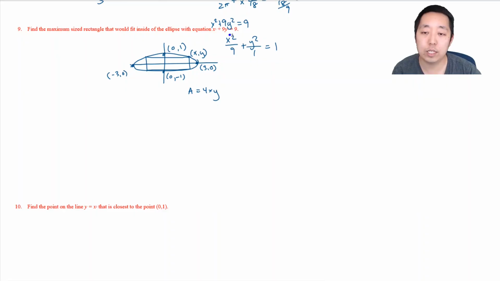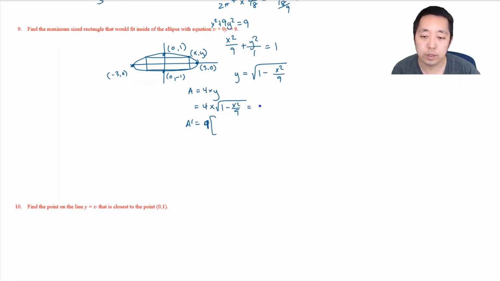But this time when I solve for this, I don't use a circle equation. I say, well, y is equal to the square root of 1 minus x squared over 9. So that's going to go here. So my area is going to be 4x root 1 minus x squared over 9. And so then I'm going to use this in the derivative instead of the circle equation. It's very similar to the circle one, just a little bit more tricky with the slight change in the algebra. So I'm going to have a 4 here.